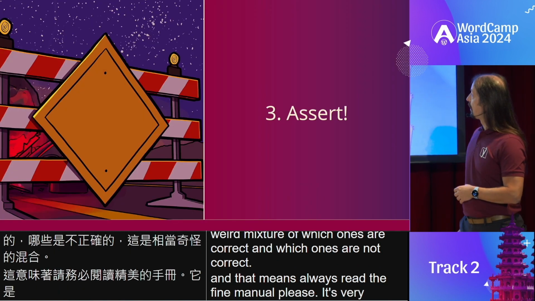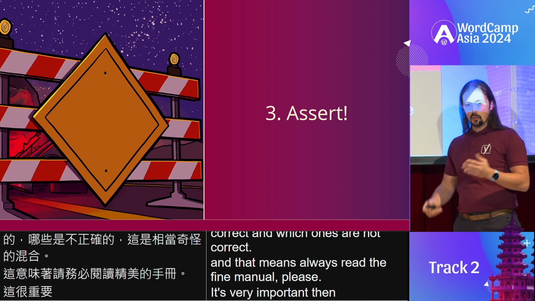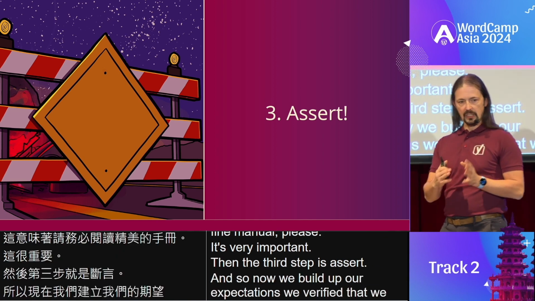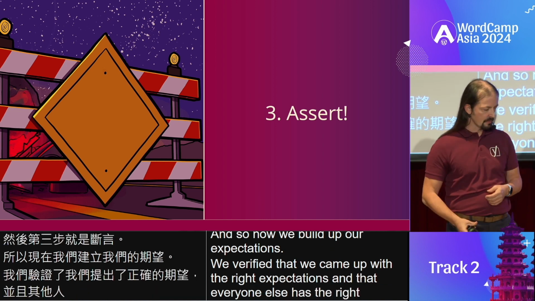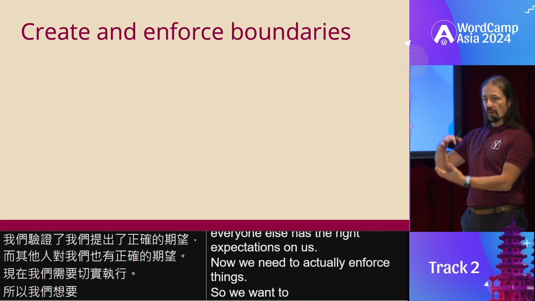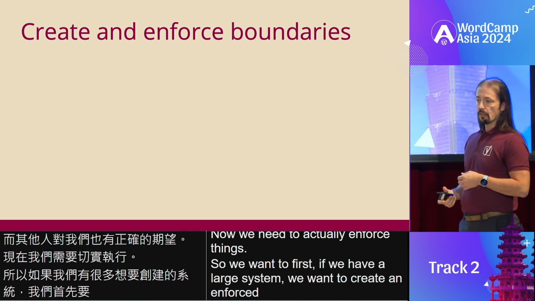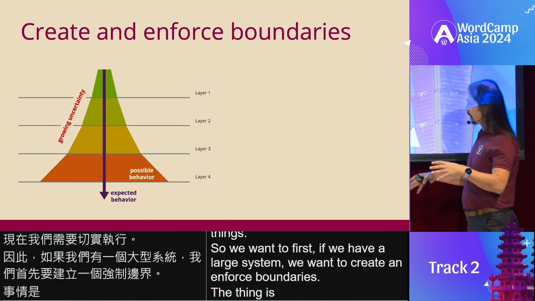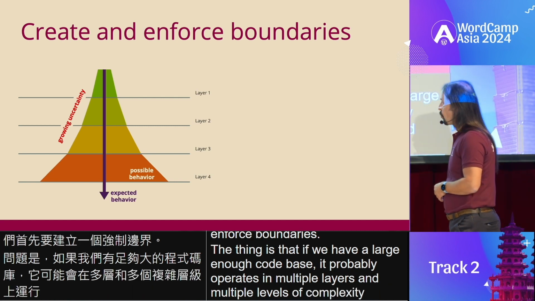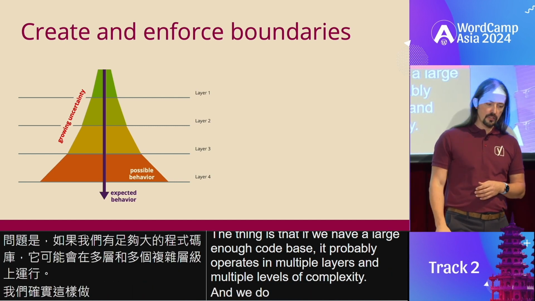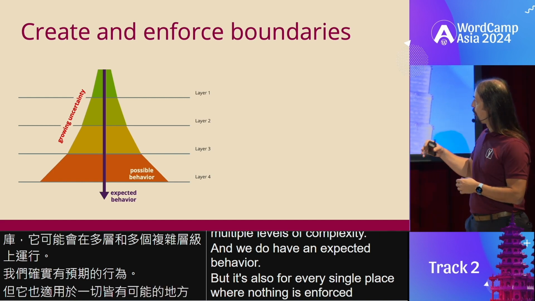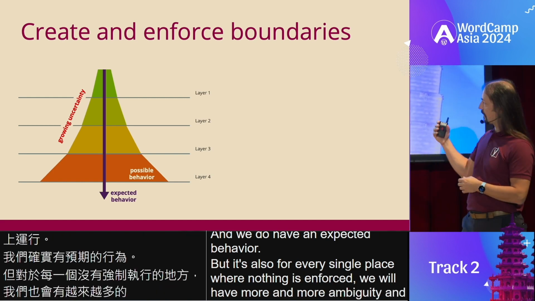It's very important. Then the third step is assert. Now we build up our expectations. We verified that we came up with the right expectations and that everyone else has the right expectations of us. Now we need to actually enforce things. If we have a large system, we want to create and enforce boundaries. If we have a large enough code base, it probably operates in multiple layers and multiple levels of complexity. We do have an expected behavior, but for every single place where nothing is enforced, we will have more and more ambiguity and uncertainty included in the code.